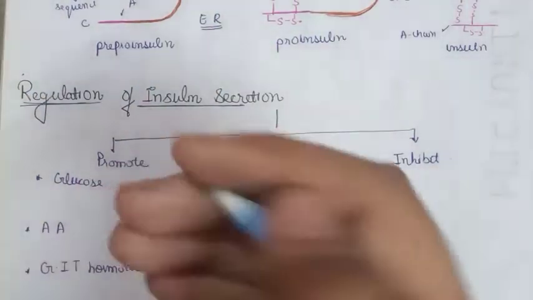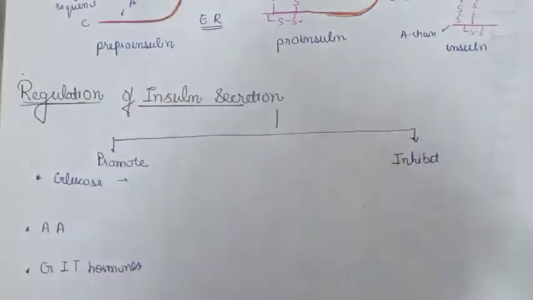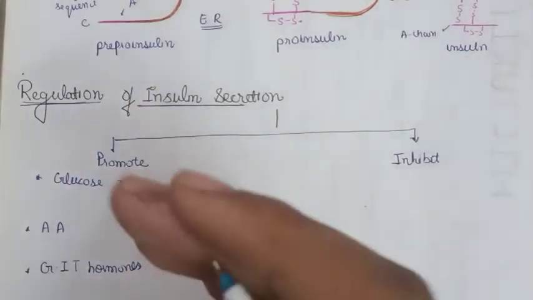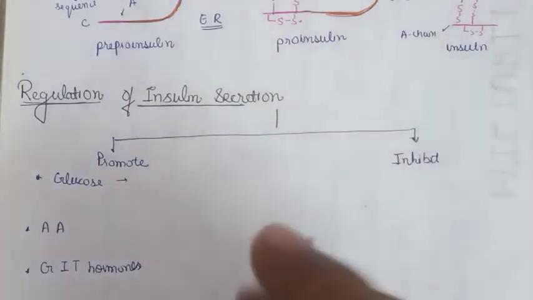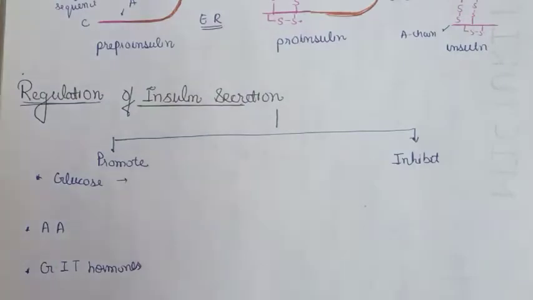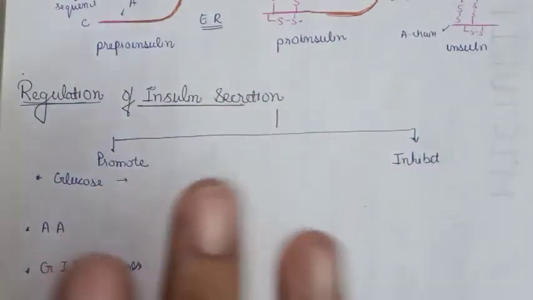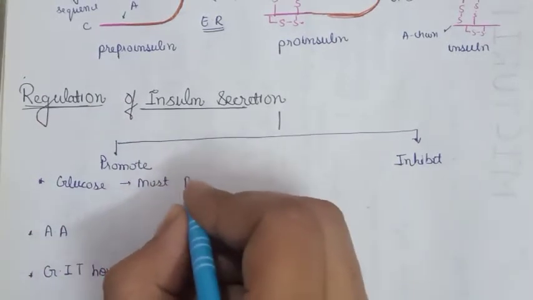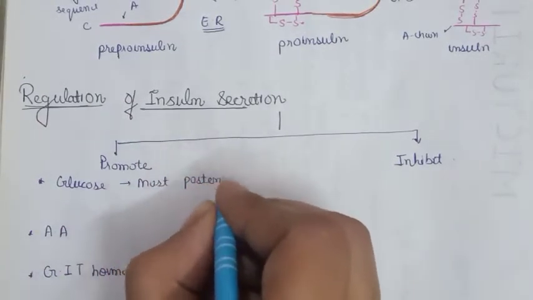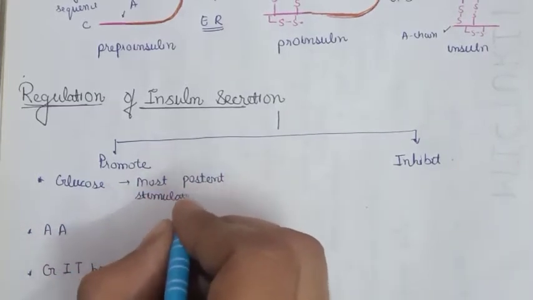Now first let's discuss in detail how glucose regulates the synthesis of insulin. The detail of it we will be discussing separately when discussing diabetes mellitus and other topics related to metabolism and glucose homeostasis. But meanwhile, you should remember glucose is the most potent stimulator for synthesis of insulin.